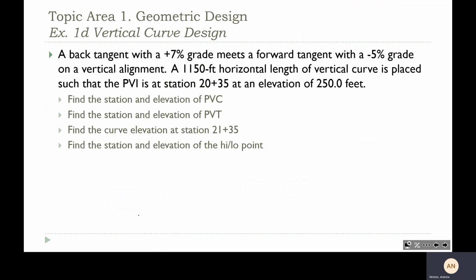So let's look at an example that will hopefully make things a little clearer. This is not an FE style example, the same as yesterday. I've kind of got more involved ones versus FE style ones. We have a back tangent with a plus 7% grade that meets a forward tangent with a negative 5% grade on a vertical alignment. We're given a horizontal curve length of 1150, and we're given a PVI station and elevation. So is this a crest curve or a sag curve? We've got a positive 7% and a negative 5%.